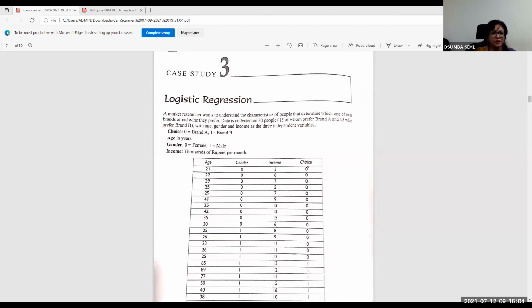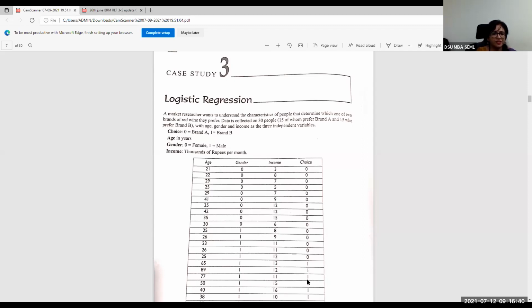What is choice, 0 or 1? 0 means they have chosen brand A. 1 is if they have chosen brand B. So what do we see? We see the first few data entries, like a 21 years age person who's a female having 3,000 rupees per month income chose brand A. All right, that's the first data entry. Second data entry, what does it mean? It means a person of age 22 who is a female, a lady with 8,000 rupees of income per month chose brand A. All right.